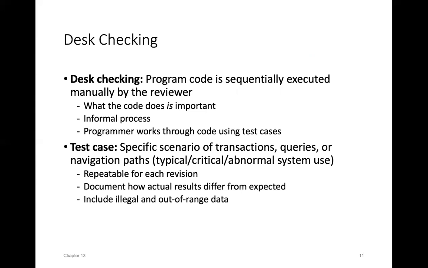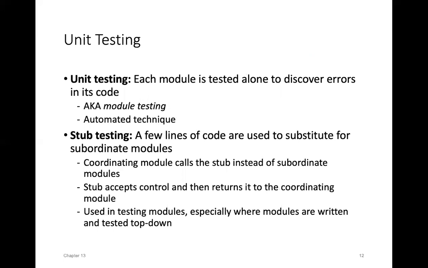We're next going to go to unit testing, which is where we test each individual module to discover errors in the code. A module is a software component or part of a program that contains more than one routine. So you add lots of modules together and you get a program. Now we're testing individual modules to discover any errors in the code. It's also known as module testing. This is an automated technique.